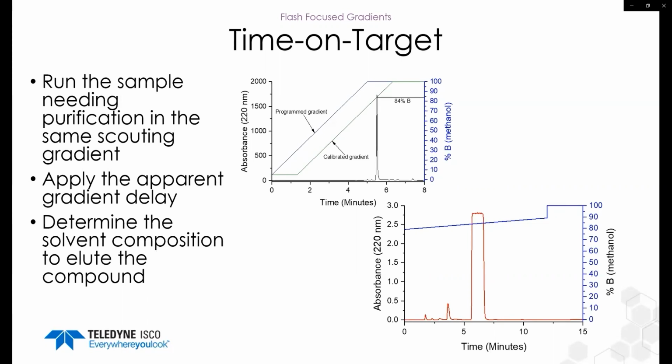Changing the scouting gradient or instrument is easily done, as the new scouting gradient is simply run again with the model compound and the new apparent gradient delay is determined.